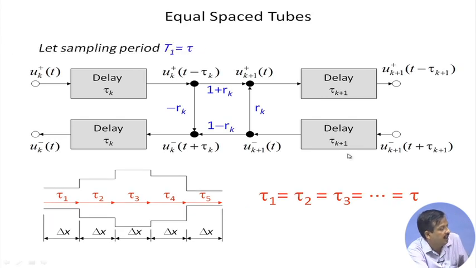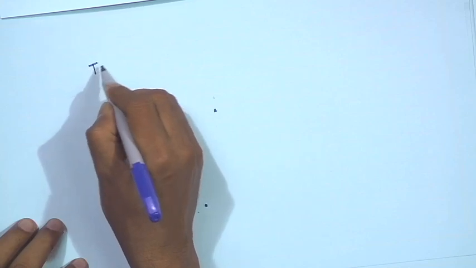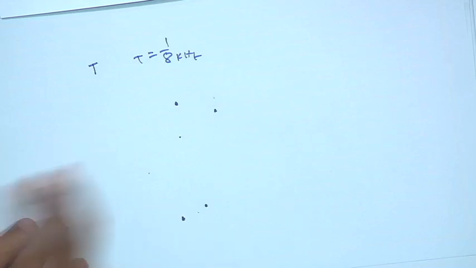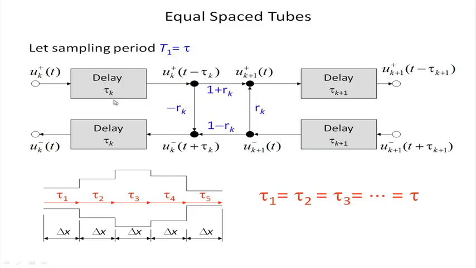Now, let tau be equal to the sampling period T 1. Z to the power minus 1 is one sample delay. What is the delay? If it is 8 kilohertz, then the sampling period is 1 by 8 kilohertz. So, a sampling period delay will happen. Let the sampling period T 1 be equal to tau. So, this is one sample delay here, and I can say this is replaced by Z to the power minus 1.